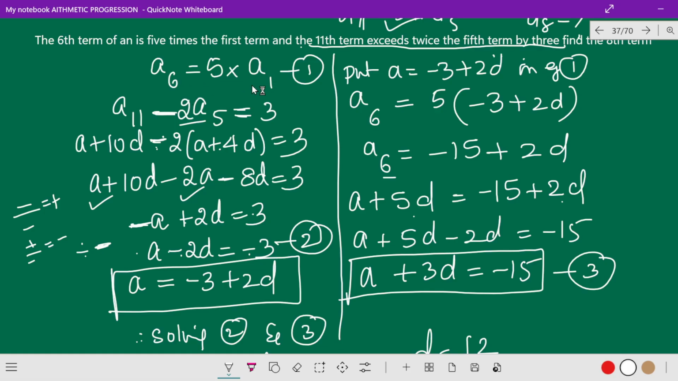The sixth term of an AP is 5 times a1. So we get a plus 5d is equal to 5a. Have we done anything wrong here? a6 is equal to a plus 5d is equal to minus 2d, a plus 3d. Okay, just we will repeat this.